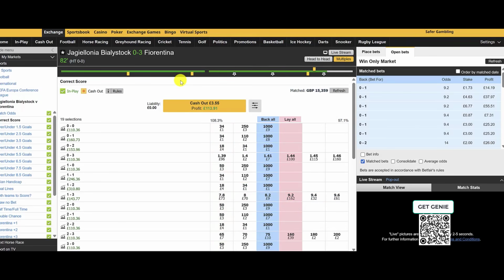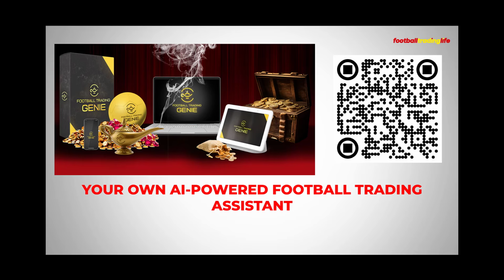So anyway, interesting trade. 0-0 at half time. We could see it was edging towards Fiorentina, and they've really taken control in the second half, and it looks like they're going to win this very comfortably in the end. So anyway, we have exited with a profit, £110 locked in. The home team 0, Fiorentina 3. So the correct score trading, probably the best part of all.